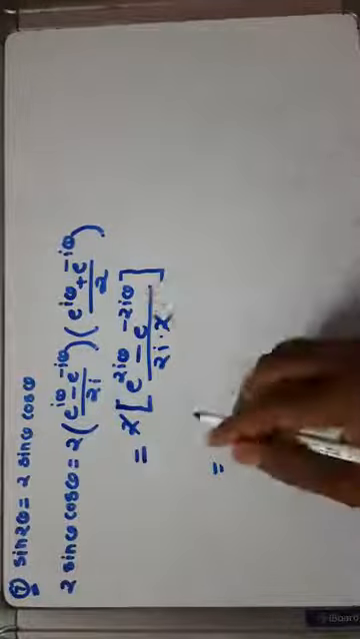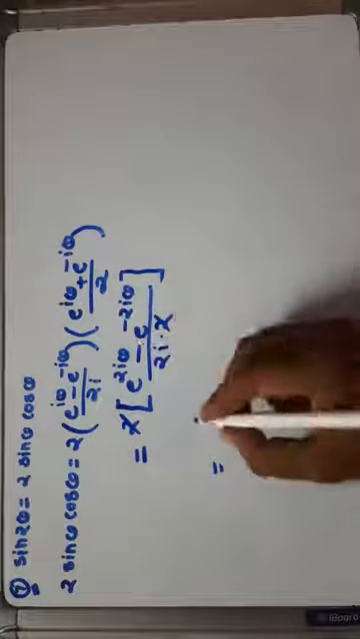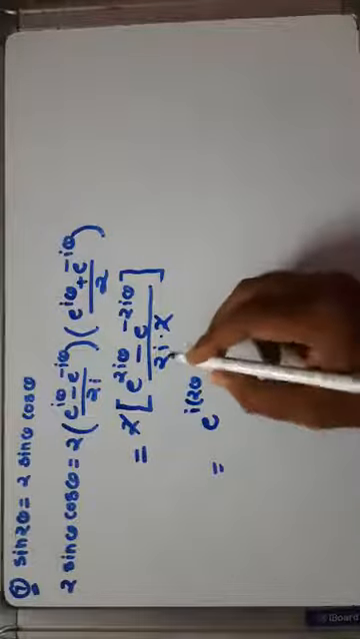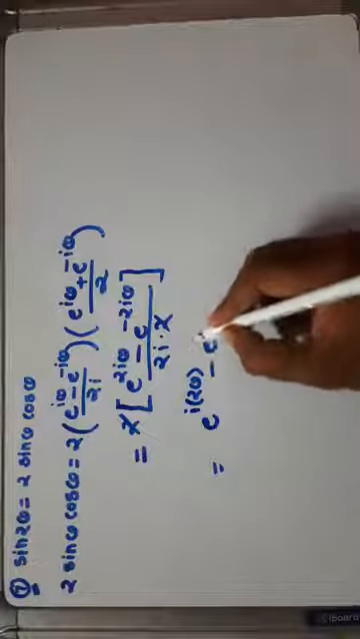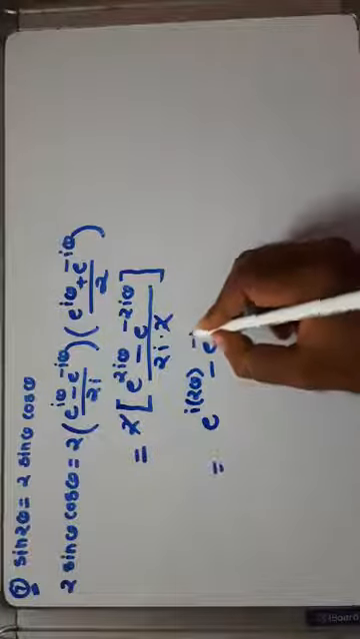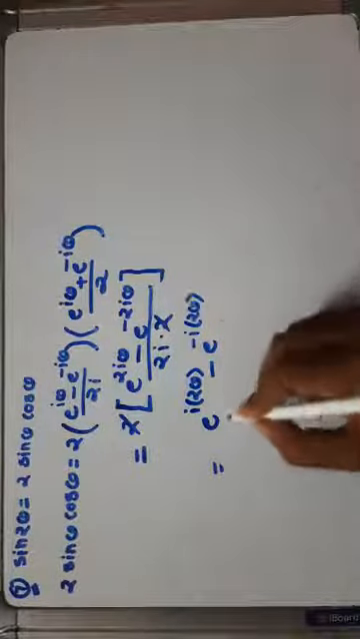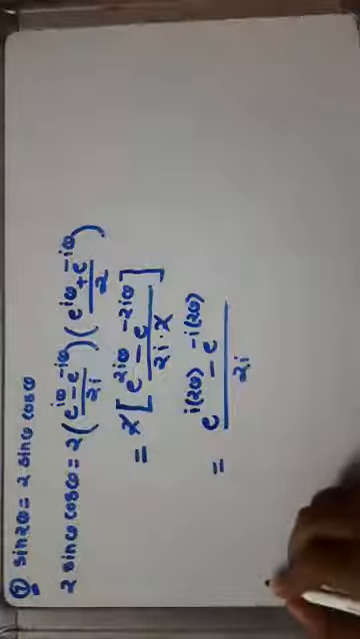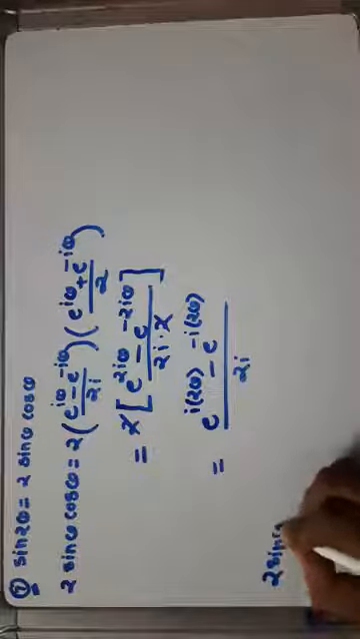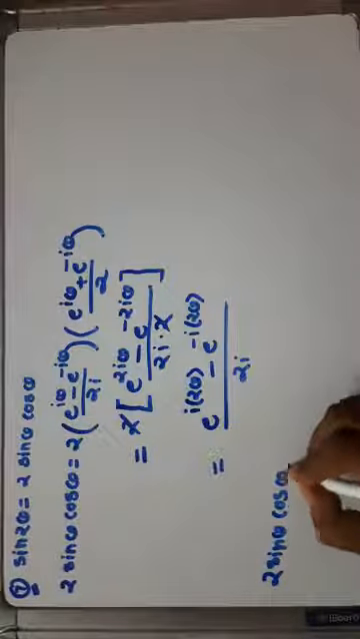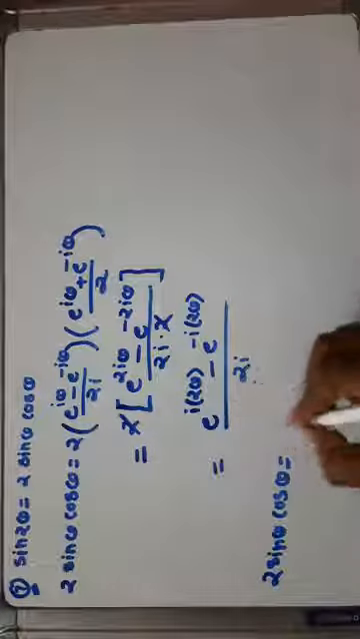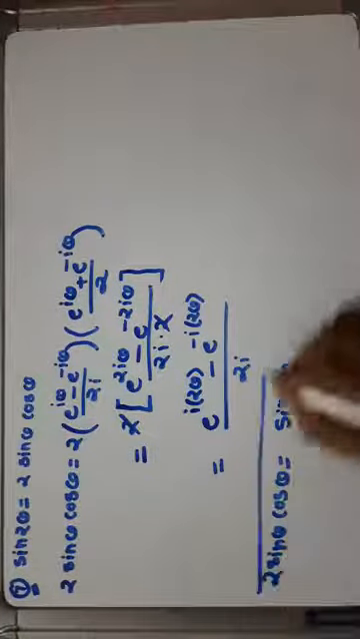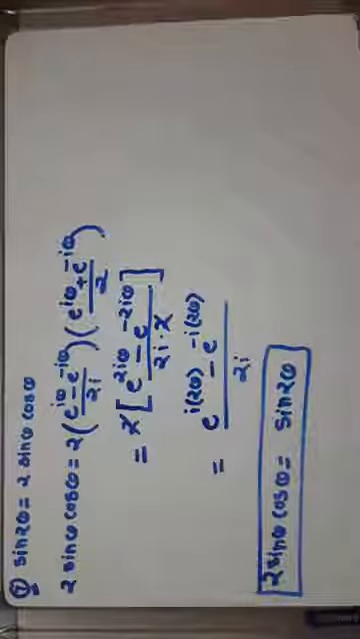That means here e raised to i theta, e raised to i 2 theta minus e raised to minus i 2 theta divided by 2i, right? That means 2 sine theta cos theta is equal to sine 2 theta, and hence we prove this. Very simple property this also.